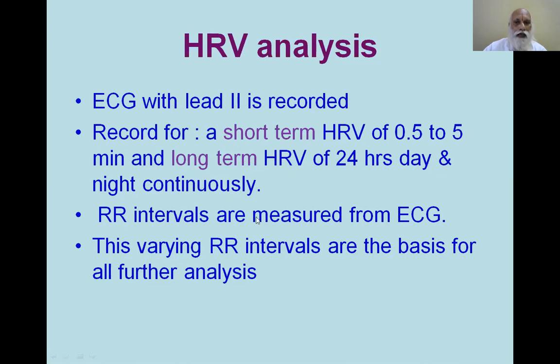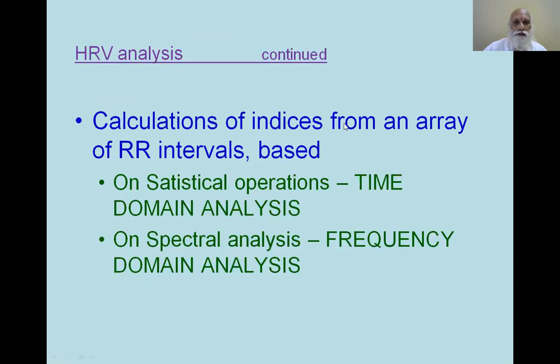The RR intervals are measured from the ECG, and that forms the basis for all further analysis. So RR intervals are the basis for all the rest of the analysis. Calculations of indices from an array of RR intervals are based on statistical operations or spectral analysis. So in a series of RR intervals, the calculations of indices are categorized in terms of statistical operation or spectral analysis.